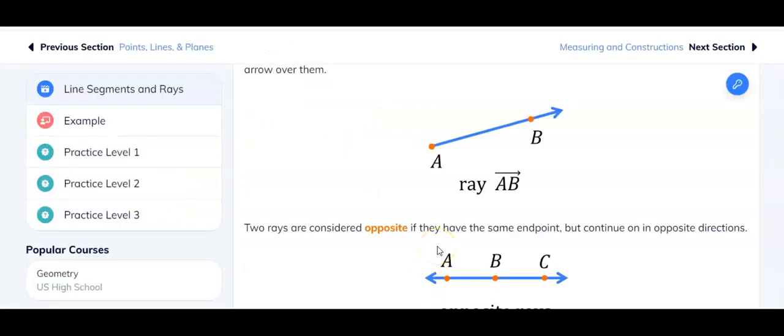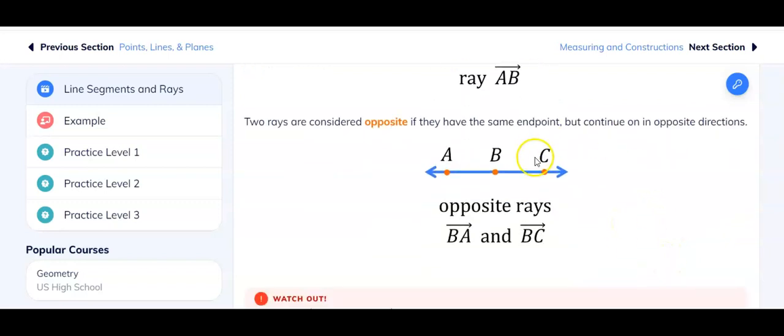Another question will ask you to represent an opposite ray. An opposite ray is when you have a point that is shared between 2 rays. So looking at this one, it says 2 rays are considered opposite if they have the same endpoint, but continue on in opposite directions. So this is the way you're going to represent it. Whatever this shared point is, when you're writing it out, you must write that letter first, as you can see below. BA and BC are opposite rays.